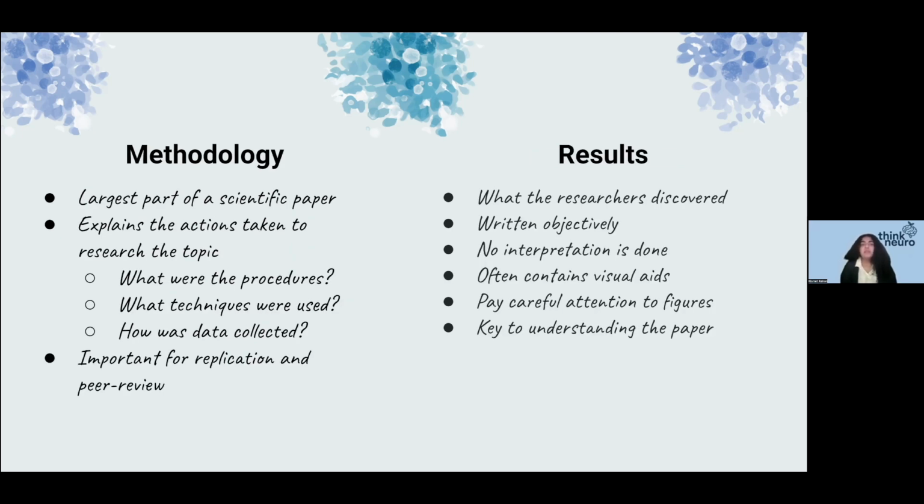Then you have the methodology, which we've gone over before, but again, this is typically the largest section of a scientific paper. It explains the actions taken to research the topic. It explains what were the procedures, what were the techniques used, why were these techniques used, and how was data collected overall. Again, this is really important for replication and for peer review as well.